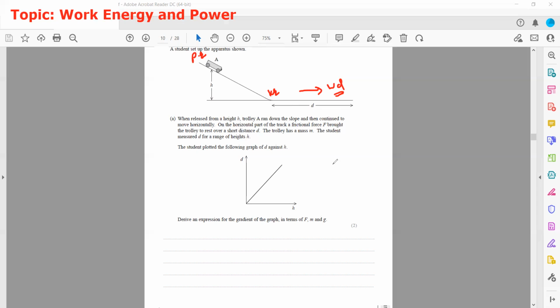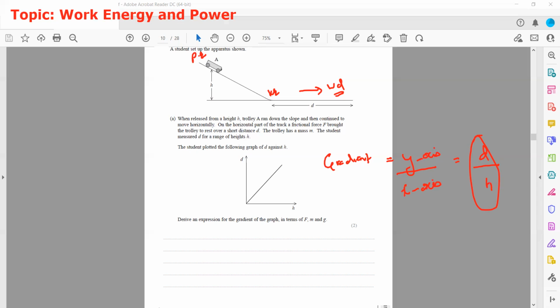Look, remember what is a gradient? Gradient is always the quantity on the y-axis divided by the quantity on the x-axis. That is the gradient. So what is there on the y-axis? On the y-axis we have d. And what is on the x-axis? We have h. So basically we want a ratio between d over h. So how can we work out the ratio between d over h?